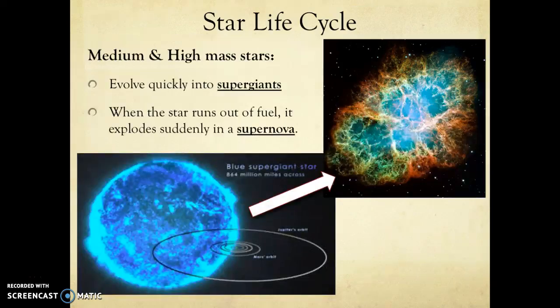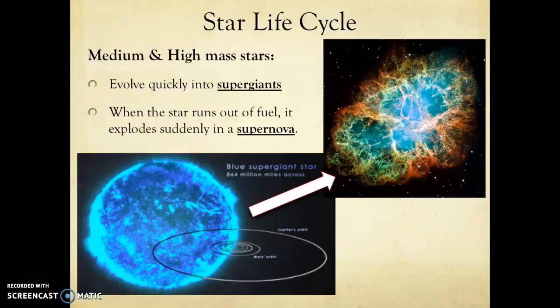Right. Now, medium and high mass stars, and these are larger stars, when they start to run out of fuel, again, the core shrinks and the outer portion expands. Now, these are larger stars. They have more mass. So they don't become giants, but they become supergiants. So these are much bigger stars.